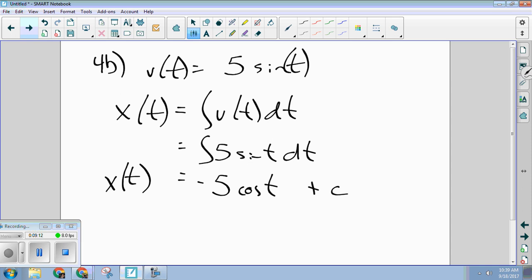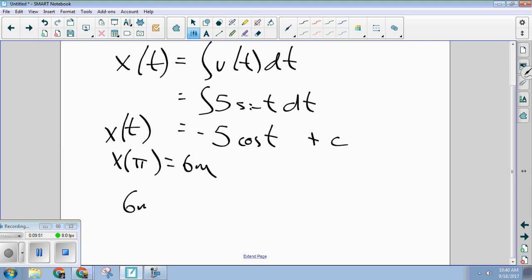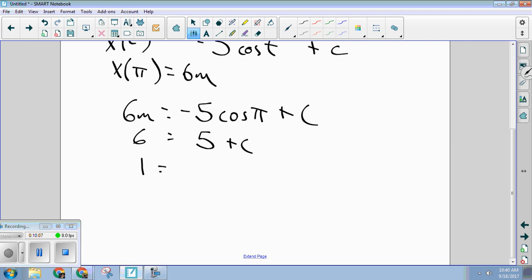Okay, so now the problem gave us one other bit of information. It told us that if the object had a position of 6 meters at t equals pi seconds. So the idea is, I know that my position after pi seconds is 6 meters, right? So what am I going to do? Plug pi in for my time and solve for c. So here's what we've got. 6 meters equals negative 5 times the cosine of pi plus c. What's cosine of pi? Negative 1. So this is 5 plus c. So that means that c is 1, right?